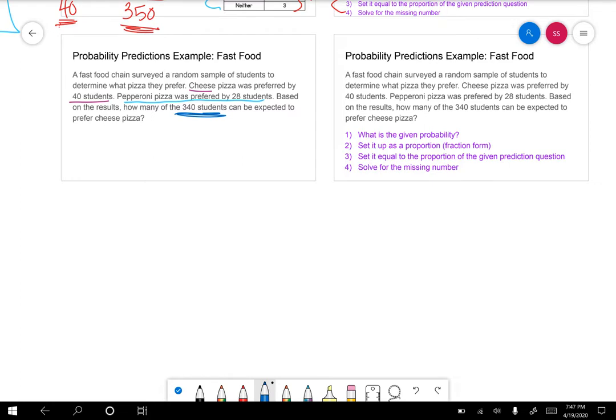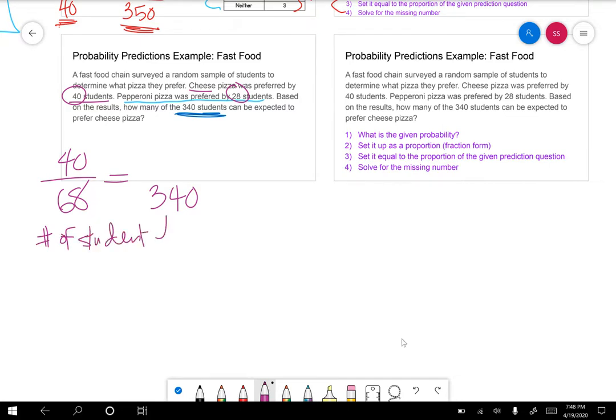So key thing here, they do give us pepperoni pizza and cheese pizza, but we only want to look at the cheese pizza numbers. Okay, so as of right now, we know that 40 students preferred cheese, right? And the total number of students that were surveyed would be these two numbers put together. So 40 plus 28. That gives us 68. Okay, again, we want to predict for 340 students though, because this is the total number of students on the bottom. That's why we keep the number of students on the bottom over here.